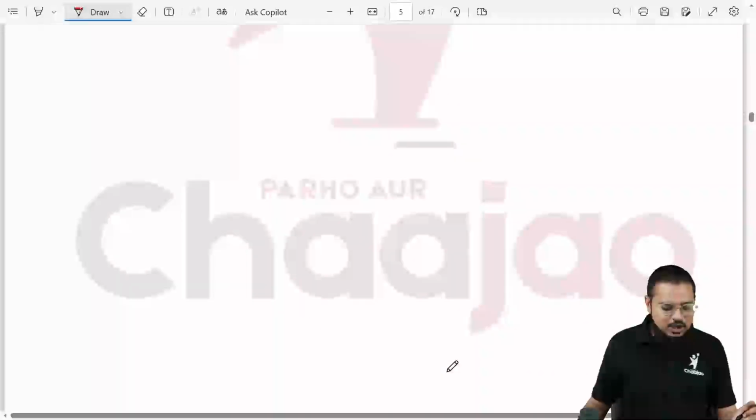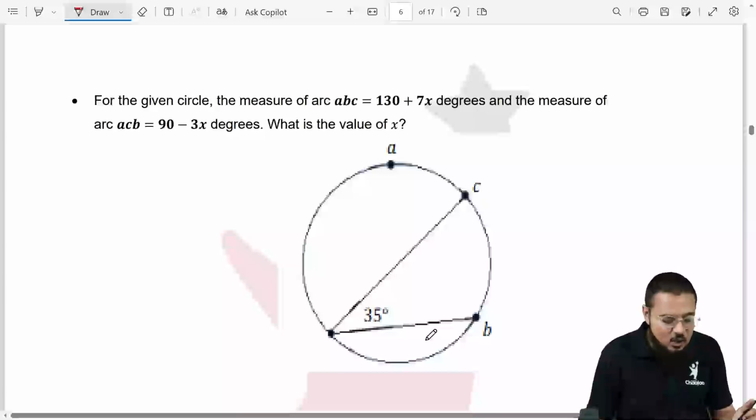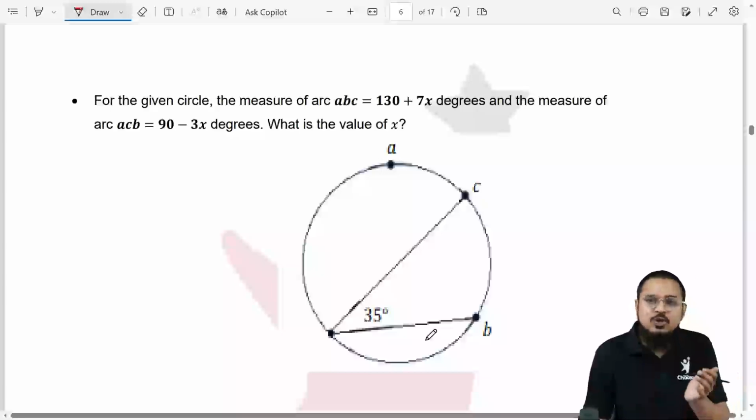So this was another question on angle properties of circles. Okay, let's have a look at this question. This is one very good question. I really like this question. It was kind of confusing with how the question was initially stated.